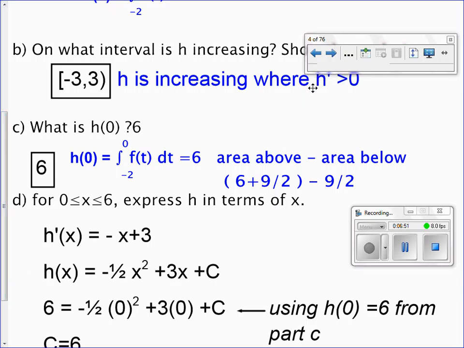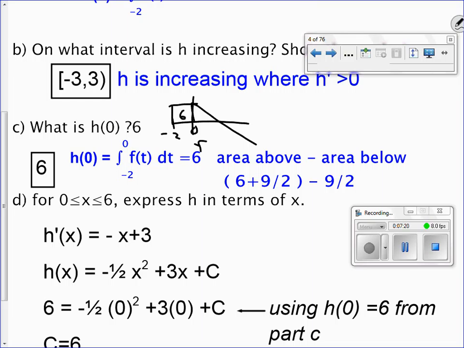I don't have the graph right here, so I'll just draw a little picture. From -2 to 0, this graph is the derivative. If you take the definite integral of the derivative, which is this f, from -2 to 0, it's just the area. We don't have to subtract anything, and the area of this rectangle, if you look at it, is 6.